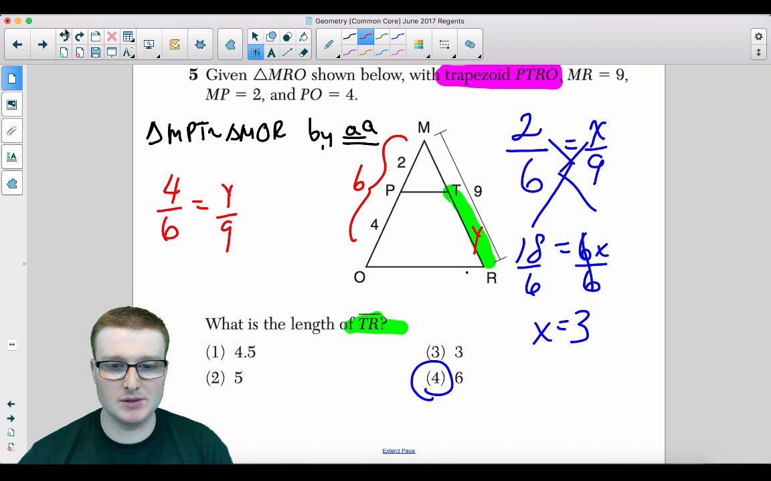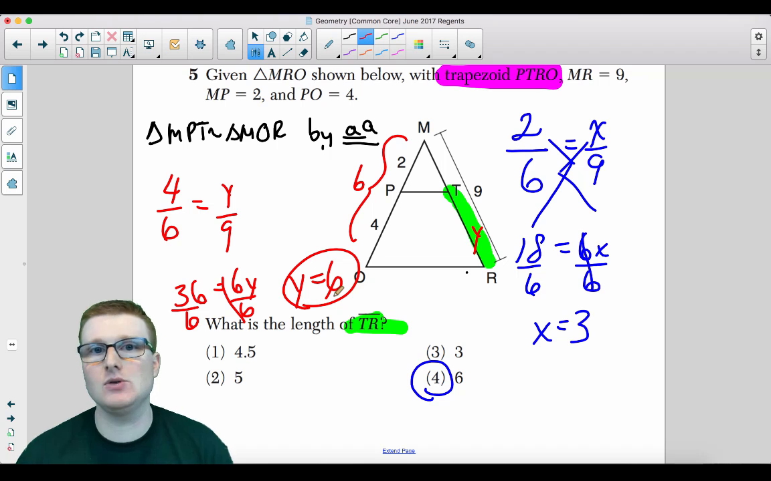So now I'm just going to cross multiply. 9 times 4, that's going to be 36, is equal to 6y. Divide by 6 on both sides. y is equal to 6. Less steps, but you get the same results anyway. Your answer is choice 4.